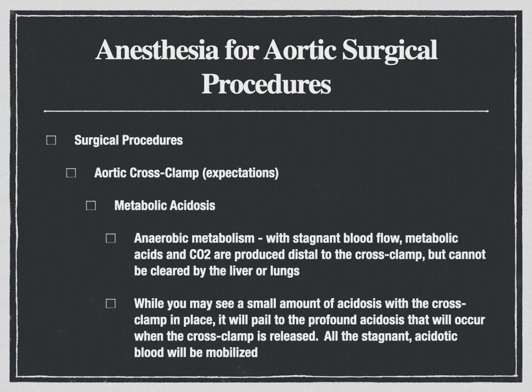You have anaerobic metabolism, you have stagnant blood flow, and metabolic acids and CO2 are produced distal to that cross clamp, but cannot be cleared by the liver or lungs because there's no movement of that blood. While you may see a small amount of acidosis with the cross clamp in place, it will pale compared to the profound acidosis that will occur when the cross clamp is released. All the stagnant acidotic blood will be mobilized and travel throughout the body, and you will have instant and profound hypotension.